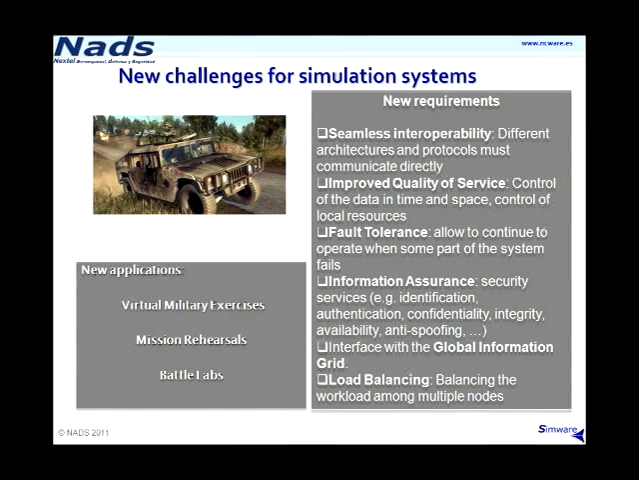Interface with the global information grid. Everything has to communicate with this new grid. Load balancing: balancing the workload among multiple nodes is necessary to avoid the net becoming unbalanced, which can make the net fail as a whole. The limit in the nets of simulators has to be to use all the resources available in all machines, not the limit imposed by the least powered machine or net.